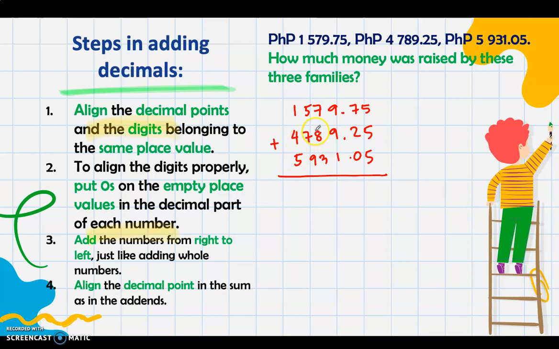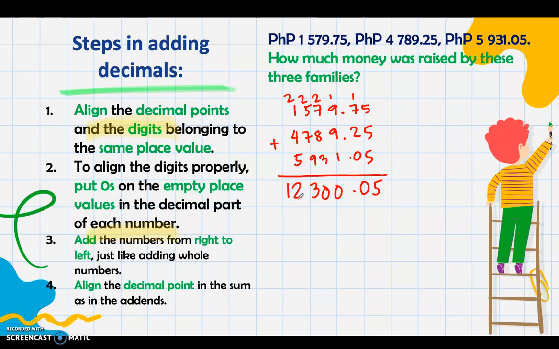Now, it says here in step 2 that you have to align the digits properly and put zeros on the empty place values, but the place values in this one are all filled, so no need to add zero. You just have to add from right to left. Do not start from here. You start from the right, the first digit, or the hundredths place value. So let's add. We have 15, carry 1, that's 10, then 1, that's 10, 20, carry 2, we have 12, 14, we have 23, then plus 2, 4, 5, 7, plus 5 is 12.